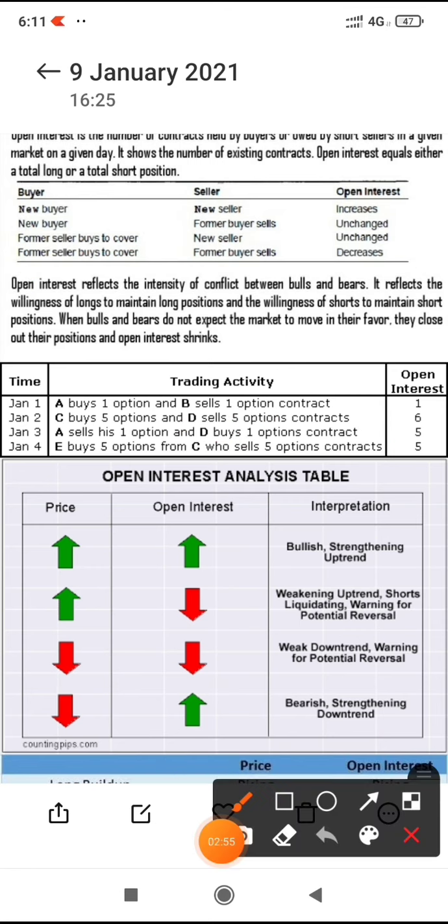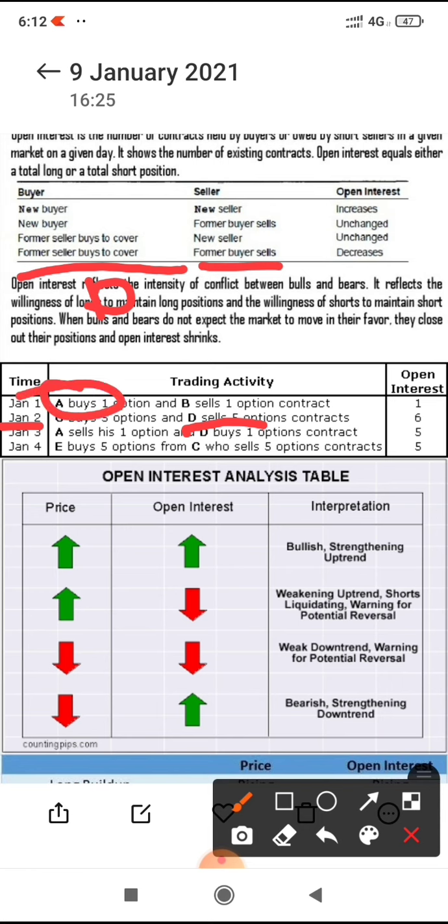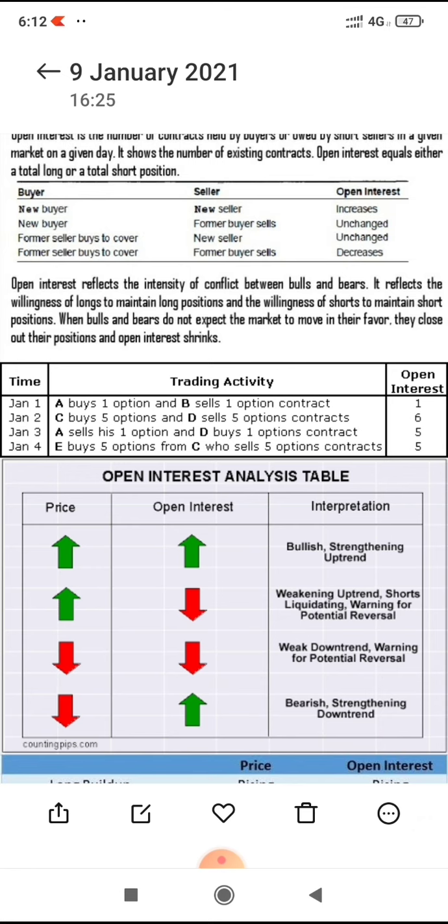The last line says that the former seller buys to cover. The former seller here is D, who sold 5 options on the 2nd of January, and the former buyer is A, who bought the option on Jan 1. So open interest decreased here, from 6 to 5. This is how you read it.